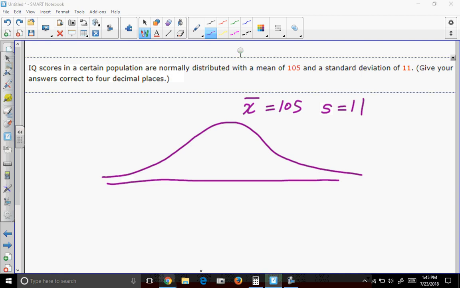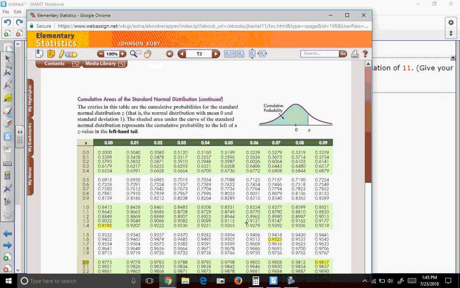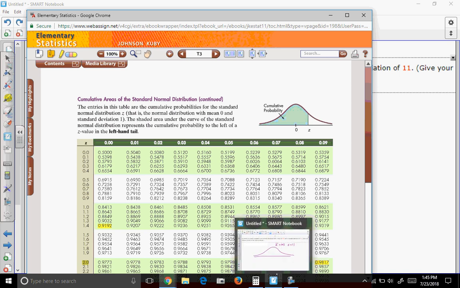If we look at our table, the mean is 0 because these are z values in the table and their corresponding areas. Remember, z stands for the number of standard deviations from the mean. So 0 means we're no standard deviations from the mean, which means we're at the mean. For a normal distribution, the mean is right in the middle.